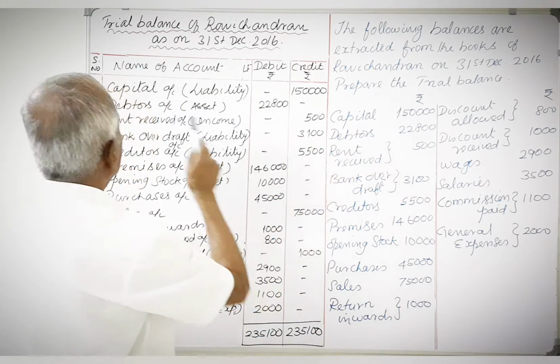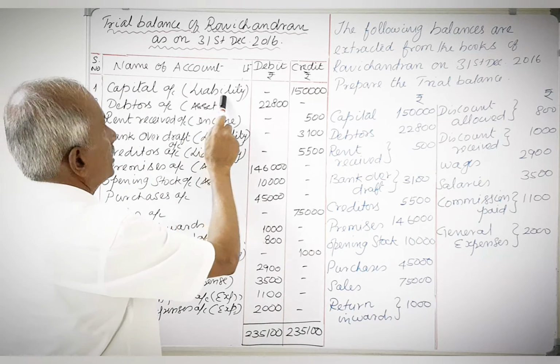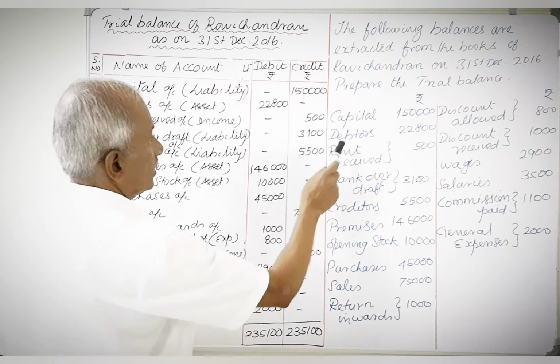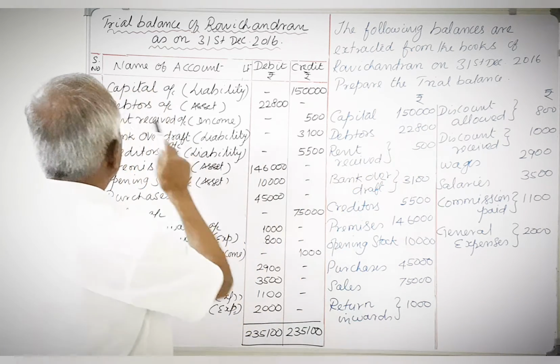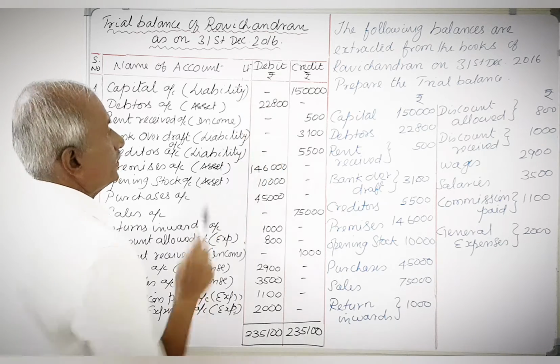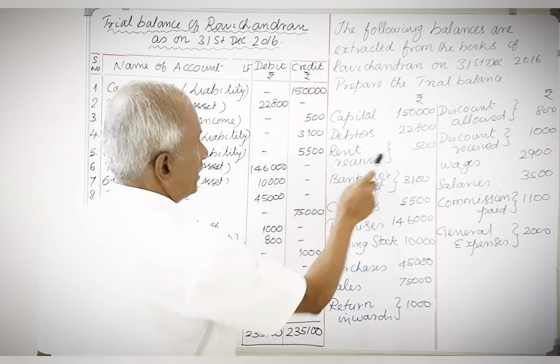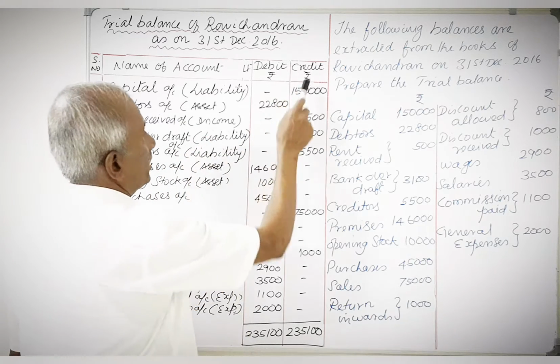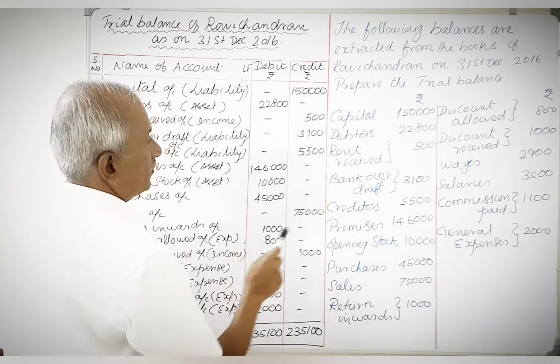Capital 1,50,000. Capital is a liability, so credit side of the trial balance 1,50,000. Debtors 22,800. Debtors is an asset, so debit side of the trial balance 22,800. Rent received 500. Rent received is an income, so credit side of the trial balance 500.